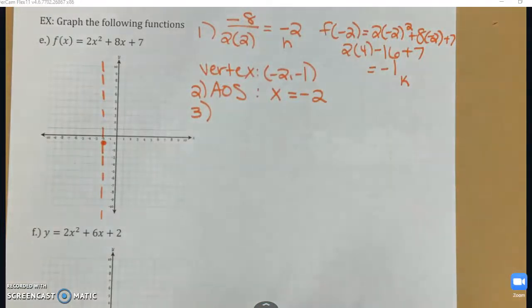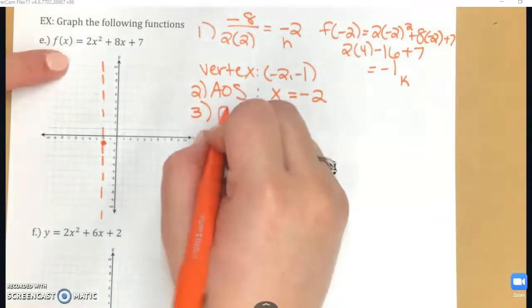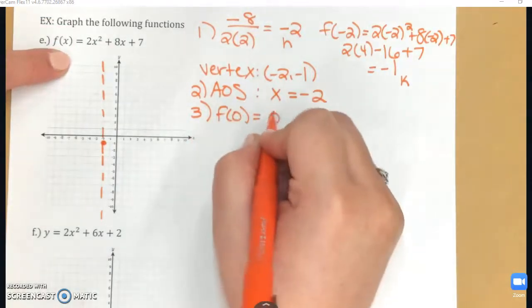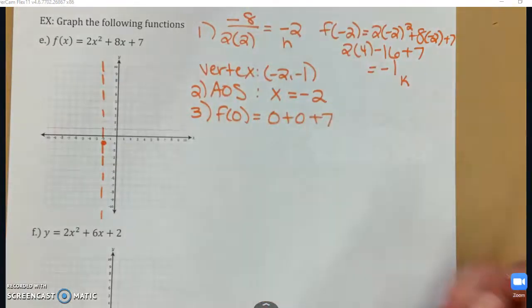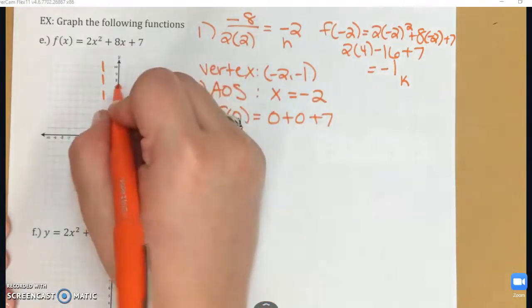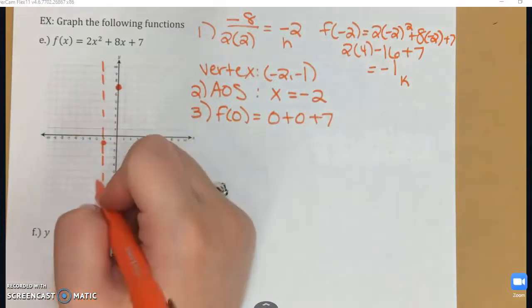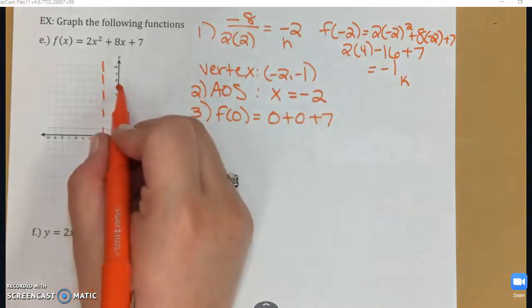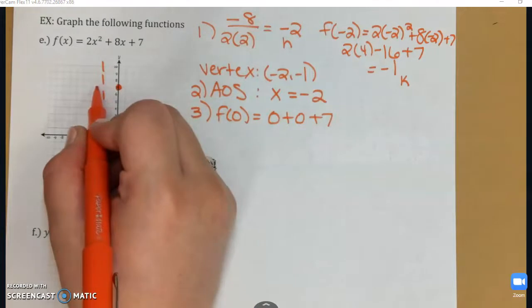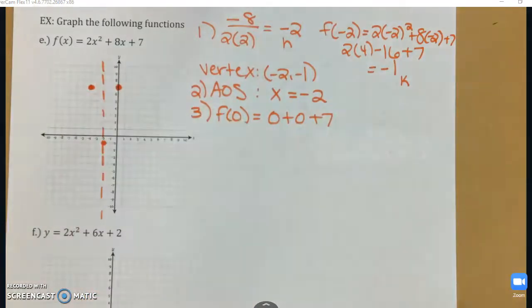I'll show you. Because on 3, we're finding our y-intercept, which is when x is equal to 0. So f of 0, that's going to be 0 plus 0 plus 7. So my y-intercept is at 0, 7. And if you notice from my axis of symmetry, I'm 2 away on the right, which means I'm going to have a symmetric point 2 away on the left from that line. What the axis of symmetry does is it says, for every point I have such a distance away on the right, I have a point the same distance away on the left. Symmetric. I have symmetric points on both sides.